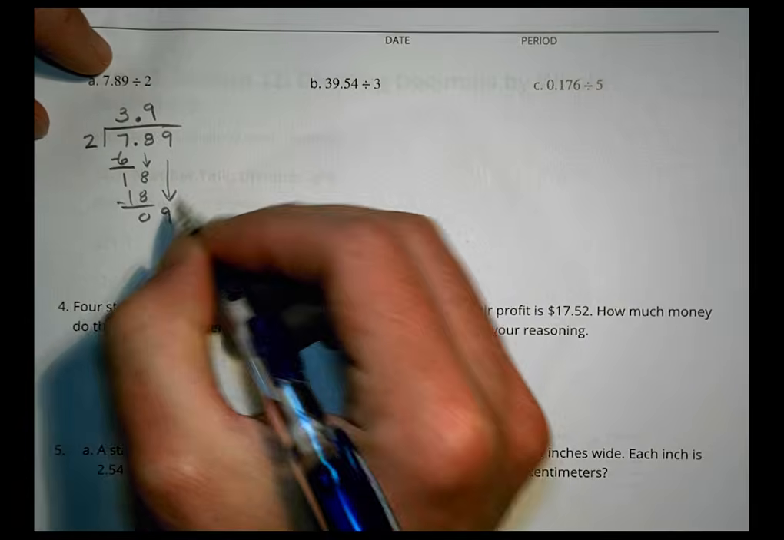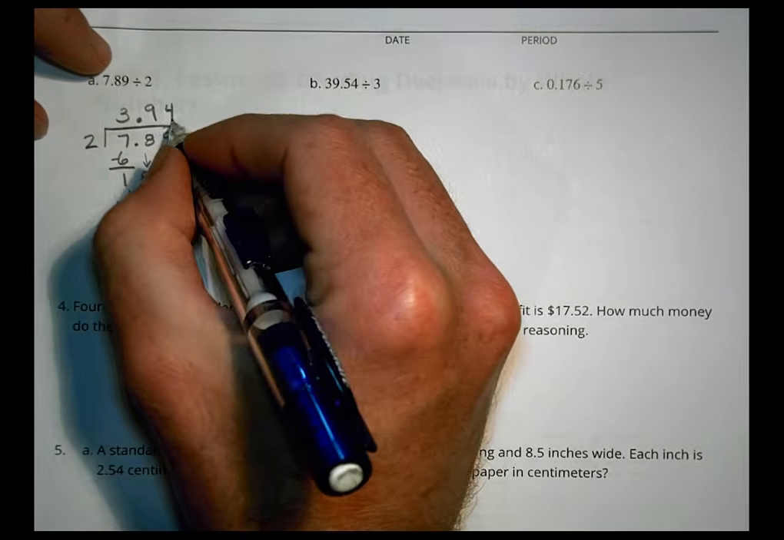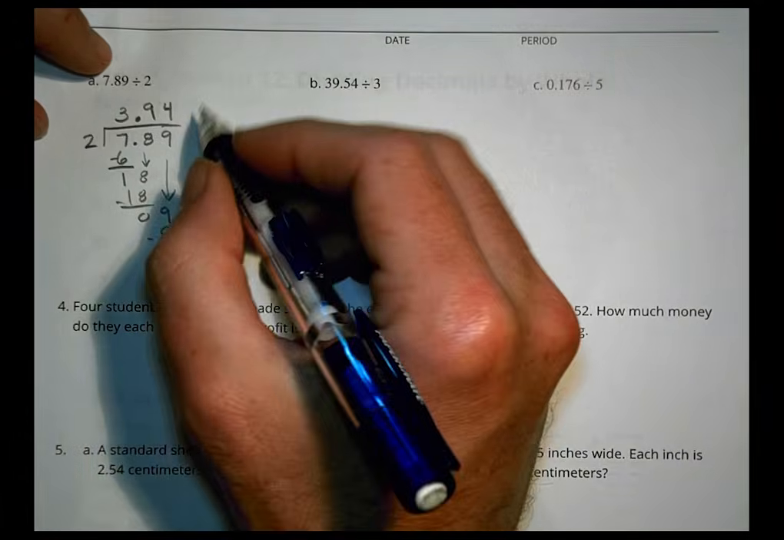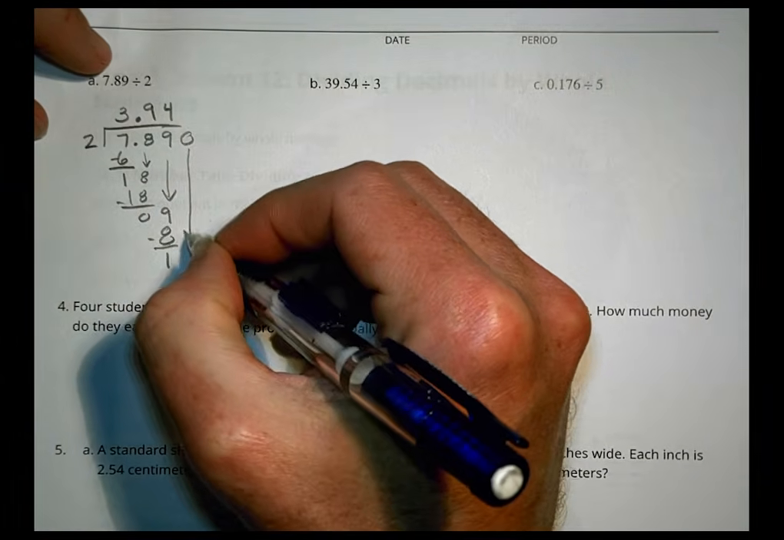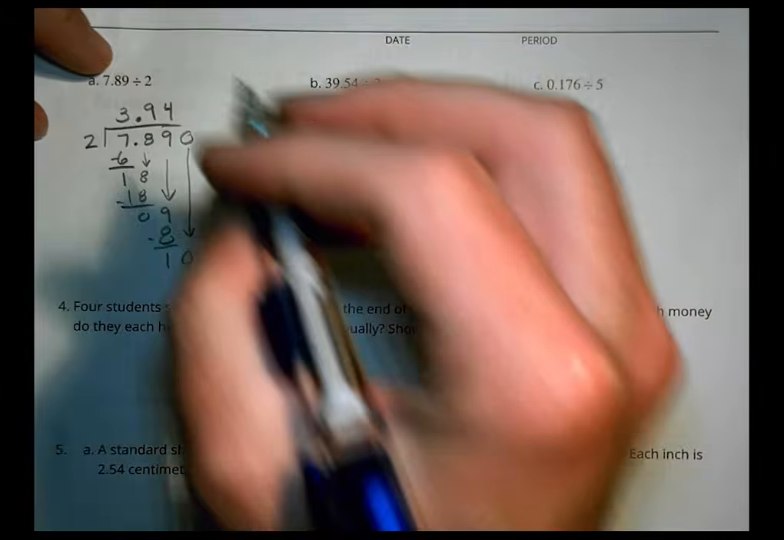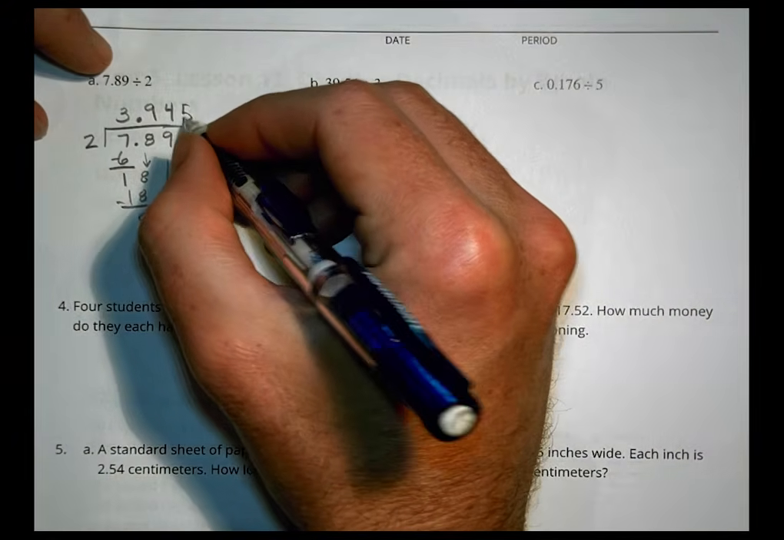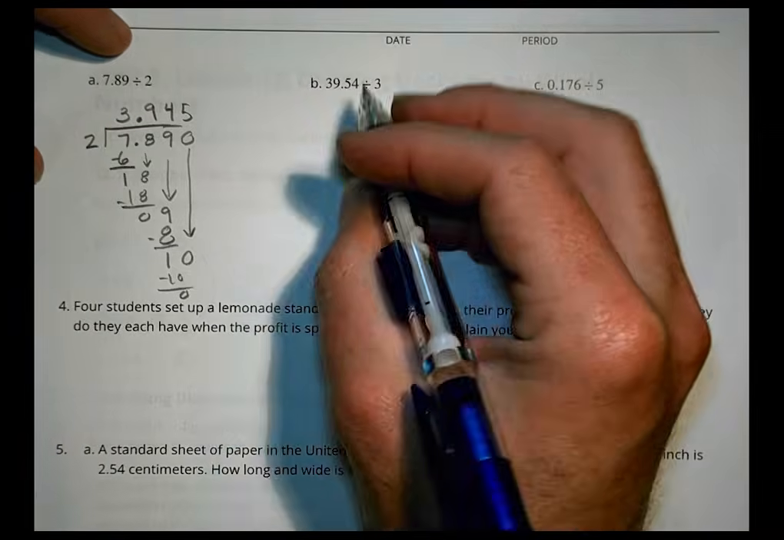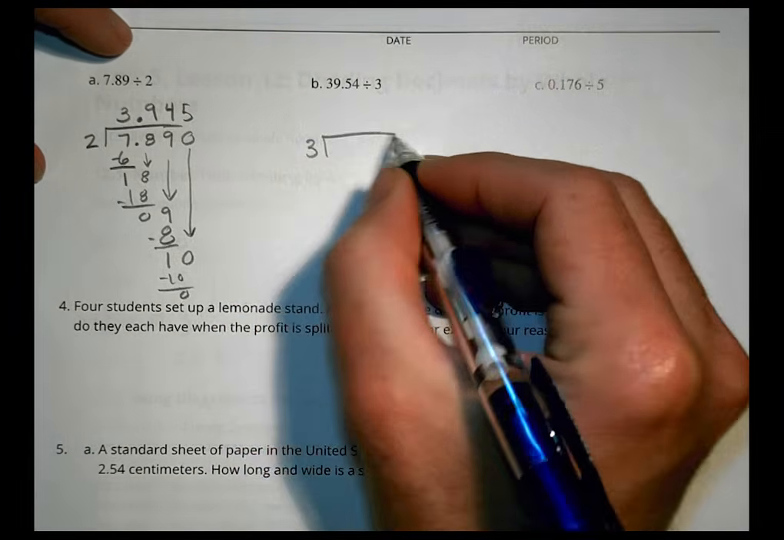Bring down our 9. How many groups of 2 are in 9? 4. 4 times 2 is 8. We have 1 left over, so we don't want to stop there. Let's add a 0 and bring it on down. How many groups of 2 are in 10? There are 5. 5 times 2 is 10. We have nothing left over.